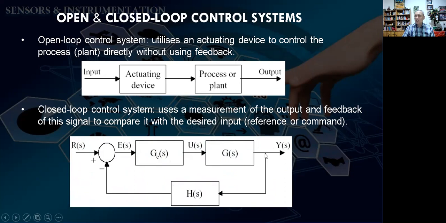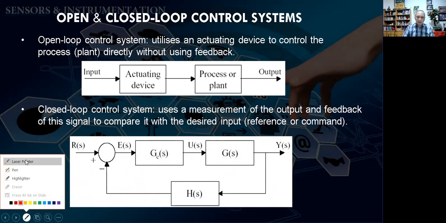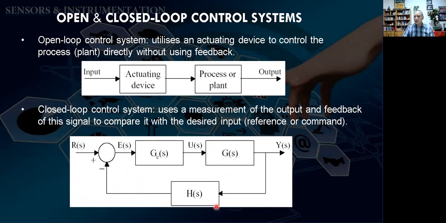If it is about position, then this is a position sensor. If it is about pressure, this is a pressure sensor. So this is this H thing. Let me put my laser pointer here. So this H(s) is a sensor. That's how it fits into a closed loop control system.